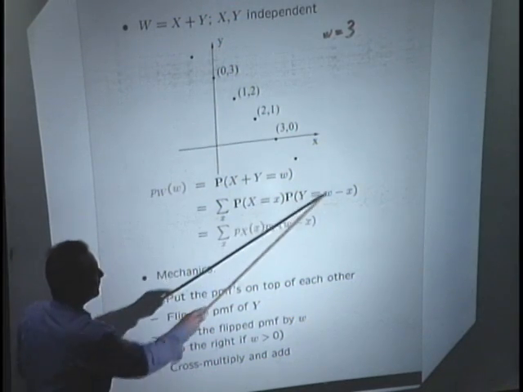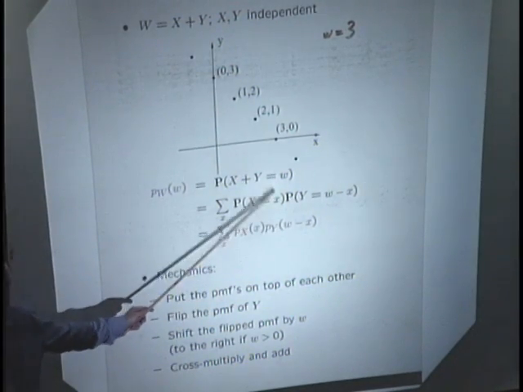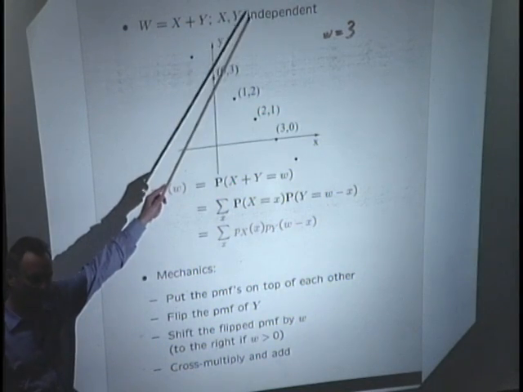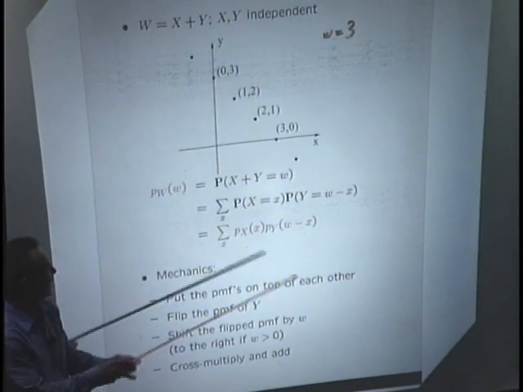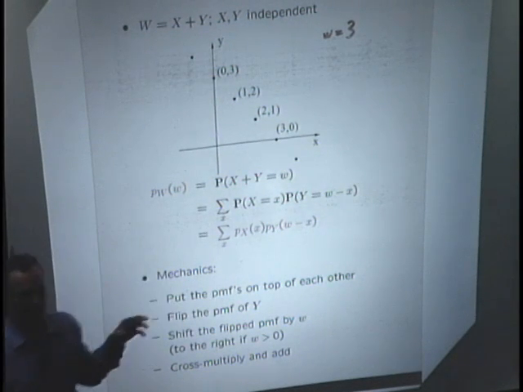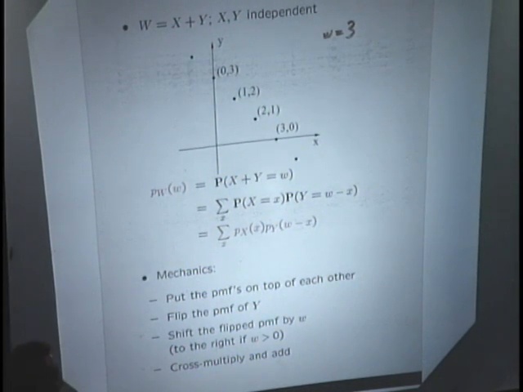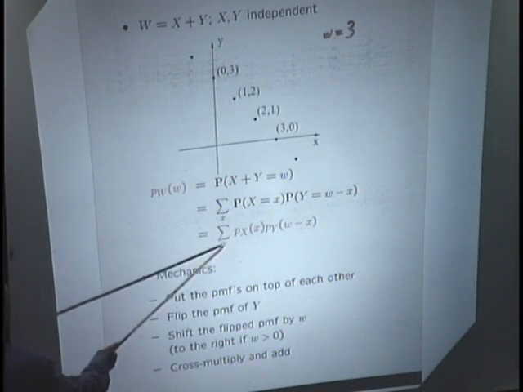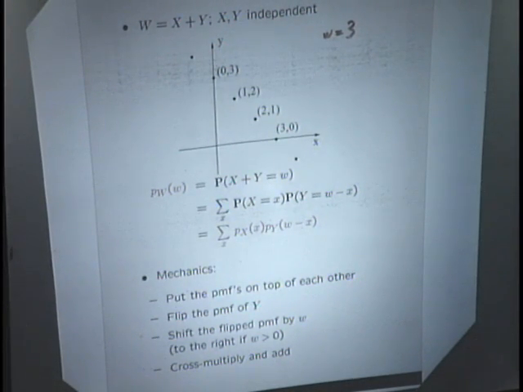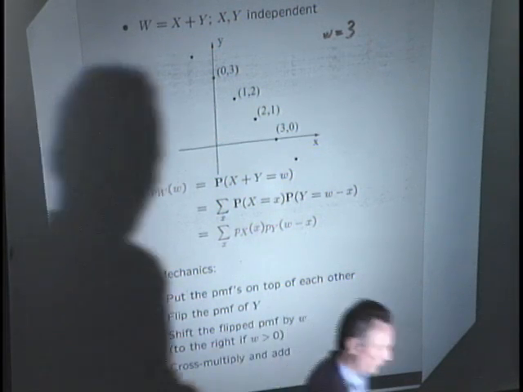And why am I multiplying probabilities here? That's where we use the assumption that the two random variables are independent. So the probability that X takes a certain value and Y takes the complementary value is the product of the two probabilities because of independence. And when we write that into our usual PMF notation, it's a formula of this kind. This formula is called the convolution formula.